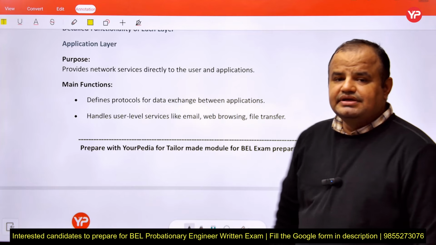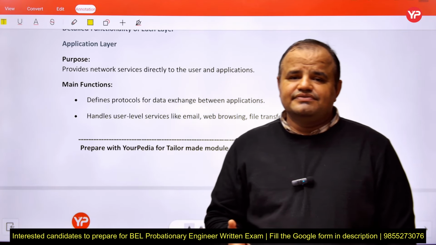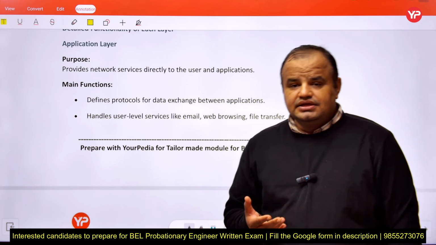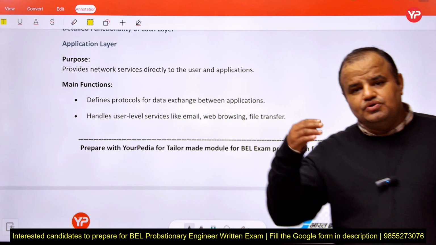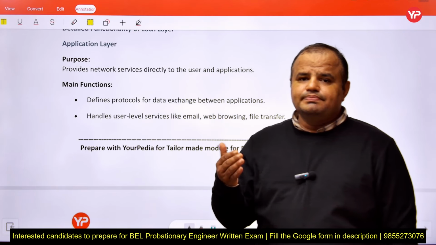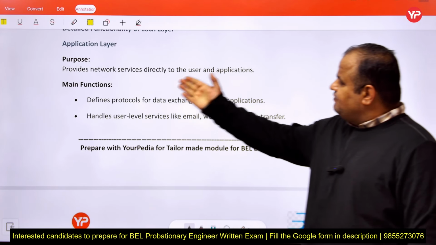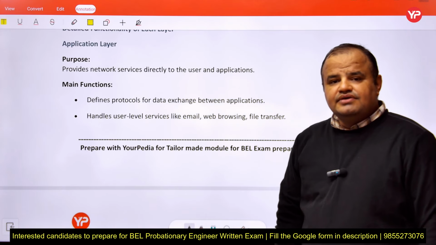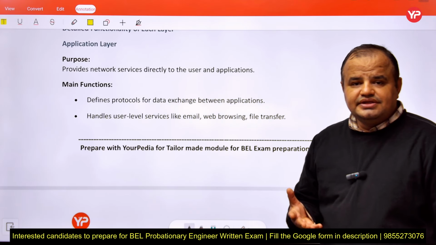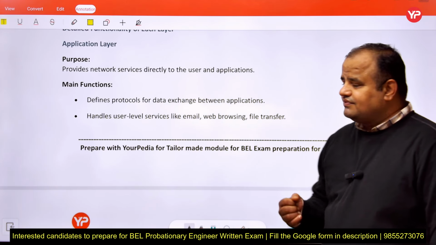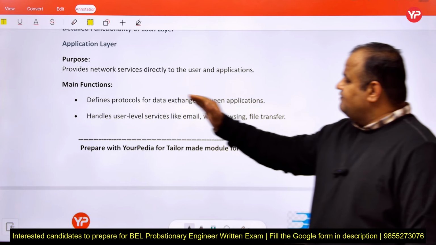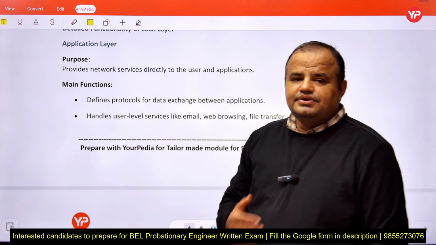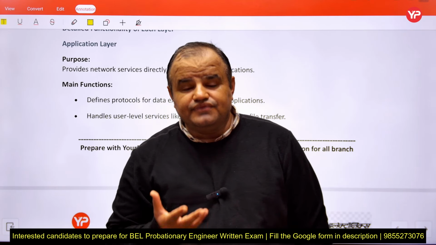So let's start with the application layer. What is the application layer? What is the main functionality? The application layer is the first layer if I talk about the top to down approach. Bottom to top, it is the last layer. It provides network services directly to the user and applications. We know that the main purpose of the application layer is process communication. The main functionality is to define protocols for data exchange between applications. So it is going to define the protocols, the set of rules.